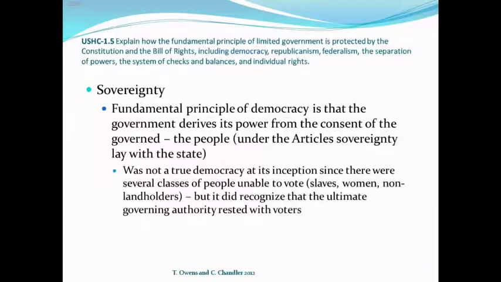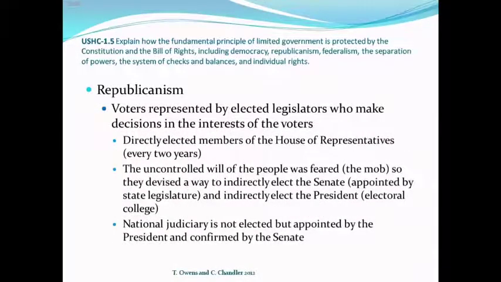Another important concept to limited government is republicanism. That's where voters elect people who then go make decisions for them, and they elect people to Congress. The example is the House of Representatives, where they elected members to serve for them every 2 years. They were really worried that the people were not smart enough to make decisions on their own, and so that's why they indirectly elected senators, and that's why the president is elected through the Electoral College rather than a direct election. And then the judges are also not elected either.